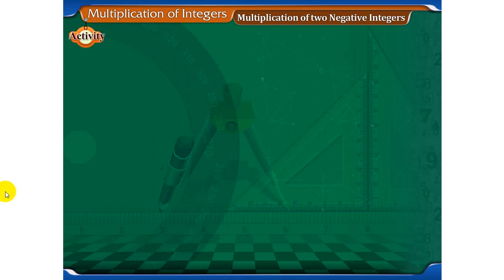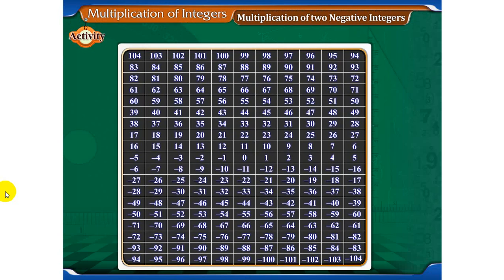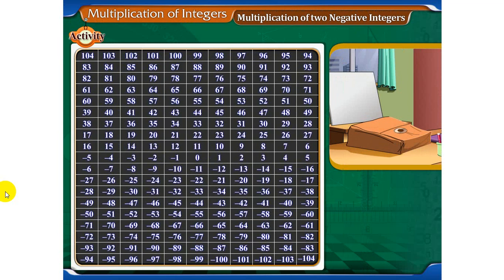Activity. Take a board marked from minus 104 to 104 as shown here. Take a bag containing 2 blue and 2 red dice. The number of dots on the blue dice indicate positive integers, and the number of dots on the red dice indicate negative integers. Every player will place his or her counter at 0.